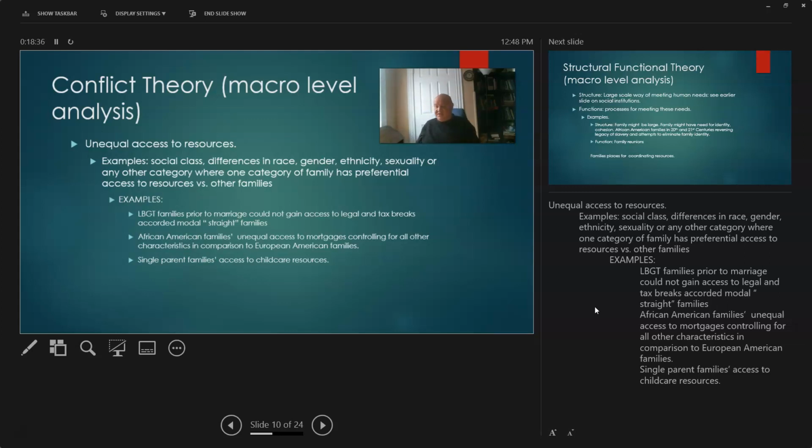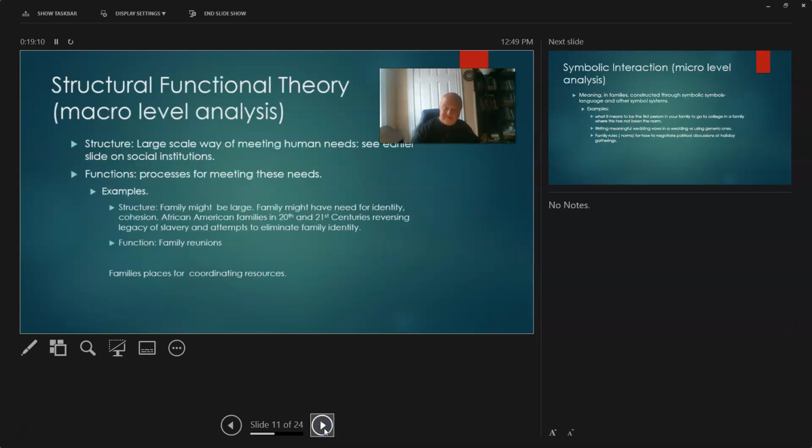What are some examples of this? LGBT families prior to marriage equality could not gain access to legal and tax breaks accorded modal straight families. Modal means the one that occurs the most. African American families have unequal access to mortgages, controlling for all of their characteristics, in comparison to European American families. And single parent families' access to child care resources. These are all potential lines where there's inequality between families.